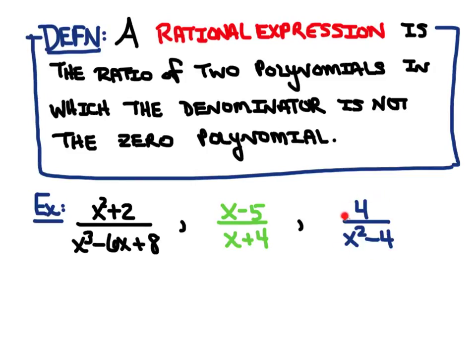This one is a little tricky. 4 actually is a polynomial. It's a polynomial of degree 0, but it is in fact a polynomial because you can write 4 as 4x to the 0. X to the 0 is just 1.